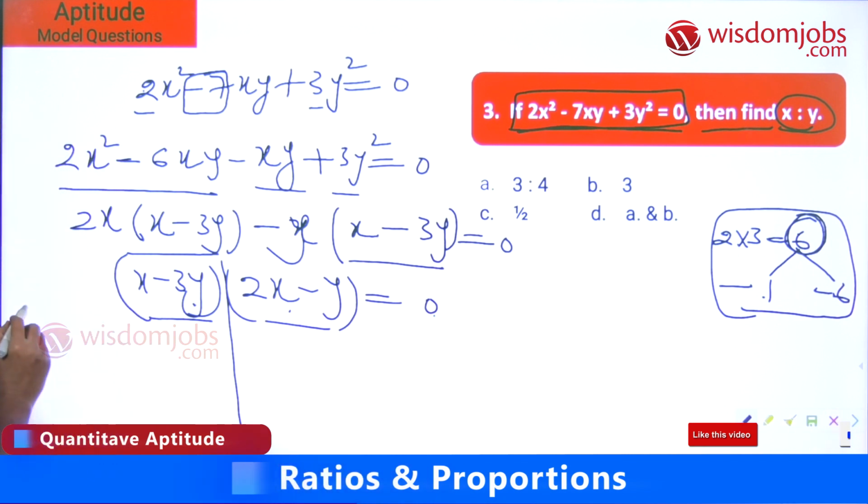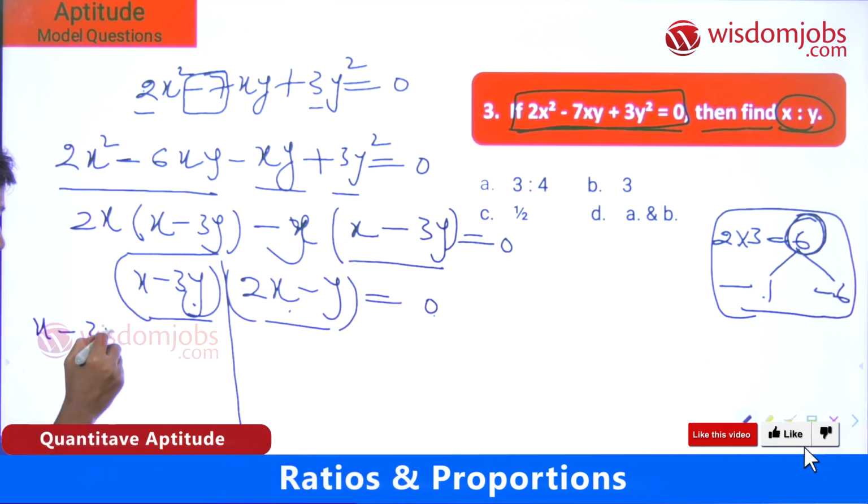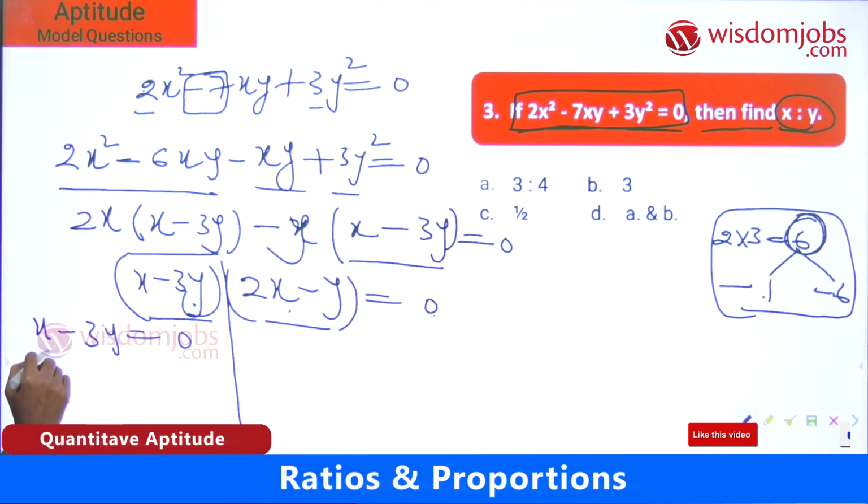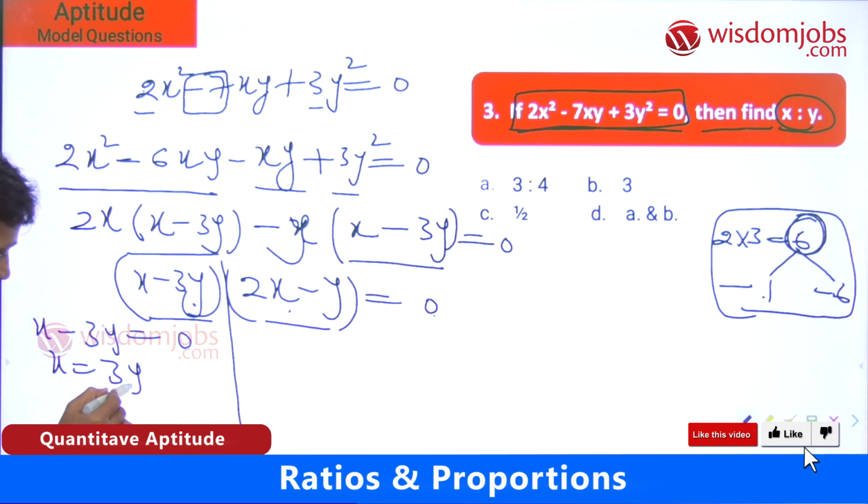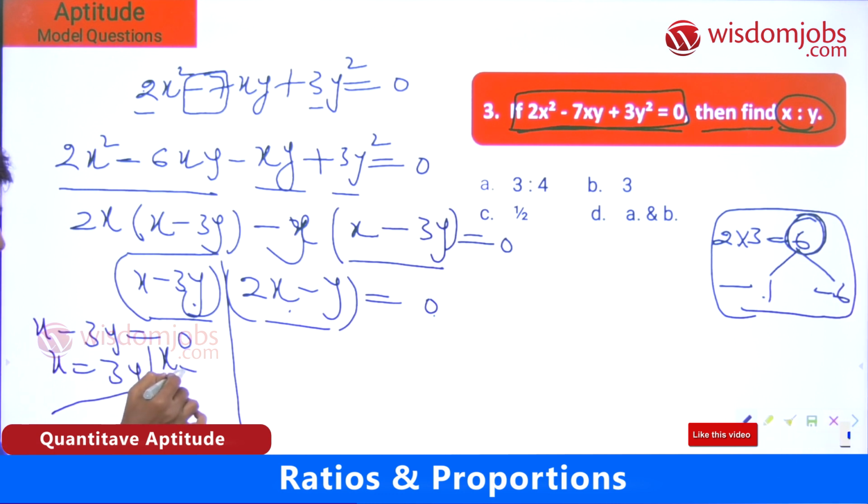That means if the first one is 0, x minus 3y equal to 0. So if you take x equal to 3y, then do the cross multiplication. Here y comes down. So what happens here? Tell me. x by y equal to 3, or if you arrange it in ratio format, that would be 3 by 1. 3 is to 1.